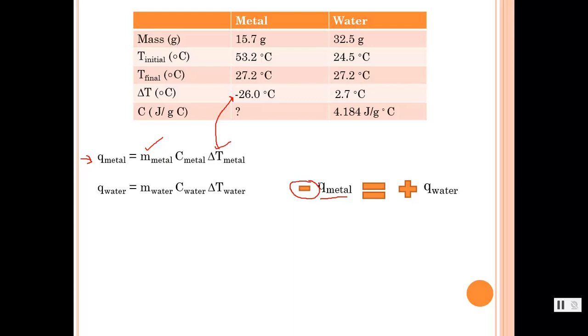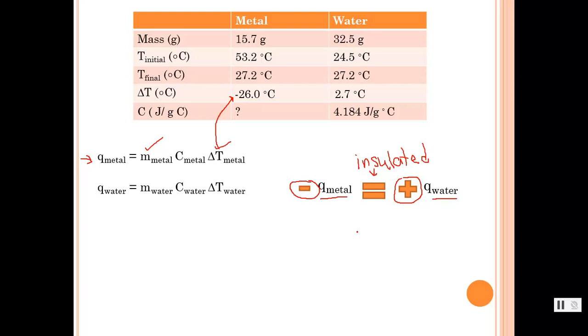So the heat that is lost by the metal is going to be gained, that's why I've got a plus sign, gained by the water. And since that system is insulated, I should have typed this out, but since it's insulated, that means there's no heat loss to the outside, and that means that the heat absolute value numbers are equal.